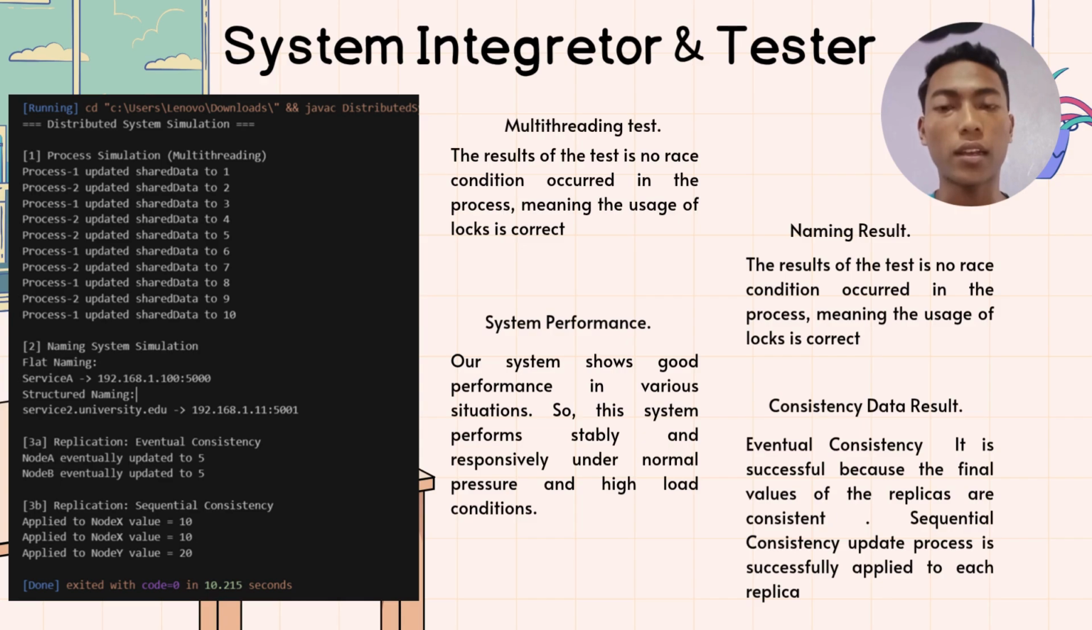During testing, I observed that the multi-threading implementation is robust with no race conditions and accurate data updates due to proper synchronization. The naming systems work efficiently for both flat and structured models, allowing fast and correct name resolution. Our data consistency mechanisms, including both sequential and eventual consistency, function as expected, with replicas reaching the correct final state. All modules are well integrated, and our teamwork is clearly reflected in the seamless operation of the system.